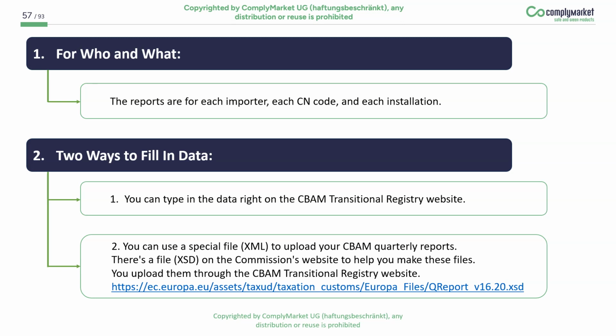The reports are for each importer, each CN, and each installation. There are two ways to fill the data. You can type the data directly in the CBAM transitional registry website, or prepare an XML file and just upload it. And there is a template for it. You can find it under this link.